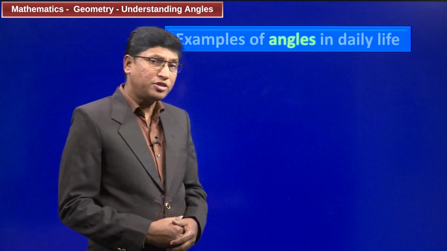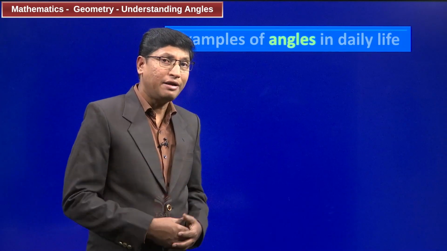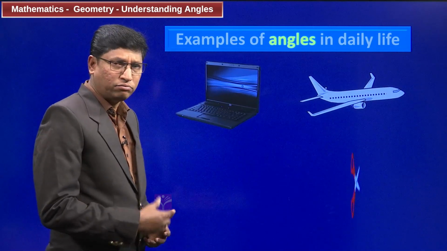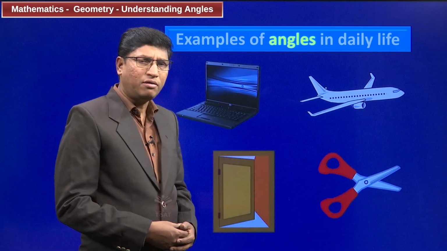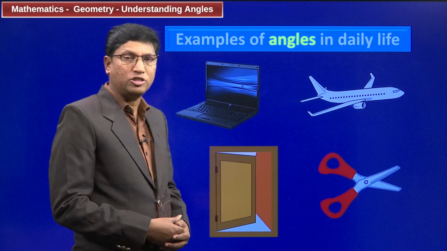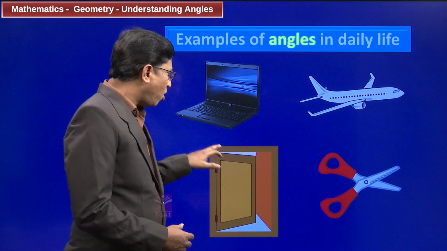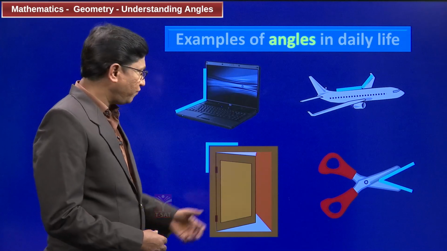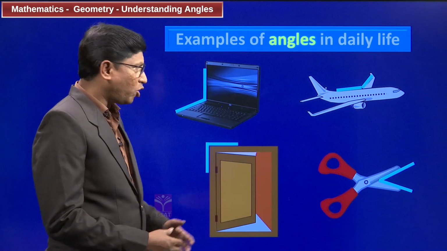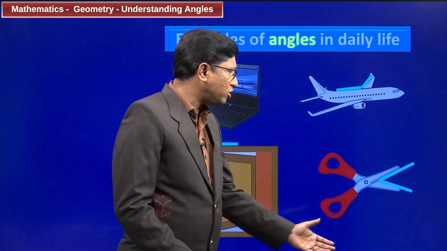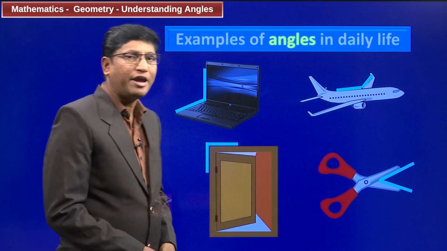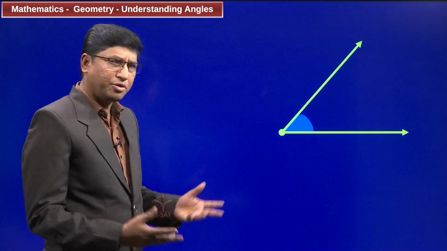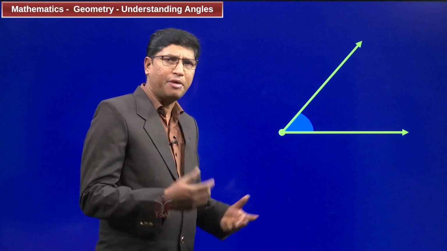Let us take some examples of angles which we come across in our daily life. Take a look at this example. Now you can see an aeroplane, a laptop, a scissor, and also you can see a door, right? Opening a door, right? In all these cases, children, you can see angles. So there are angles at the corners of the door, the corners of the laptop, and even in the aeroplane, and even the blades of a scissor form angles. Not only these, children, you can see angles in our daily life at many places.